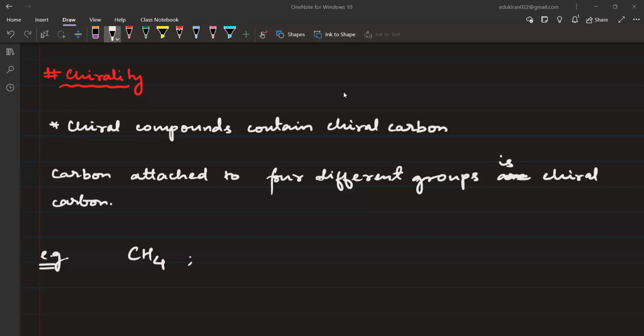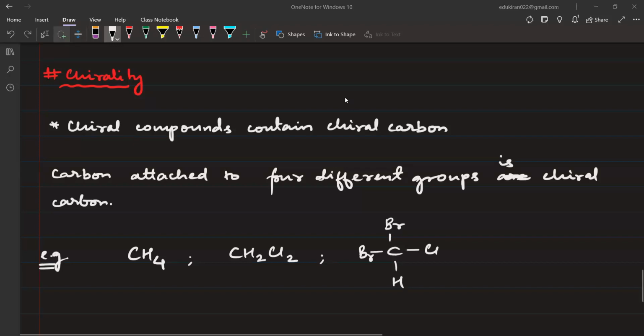Let us suppose we have CH2Cl2. Now in this case, are the 4 groups attached on the carbon atom different, or are some the same? Are all 4 different? No, right? So this is also not chiral. And what if we have something like this: Br, Cl, hydrogen, and Br. Is there anything same? Yeah, so this will also not be chiral.